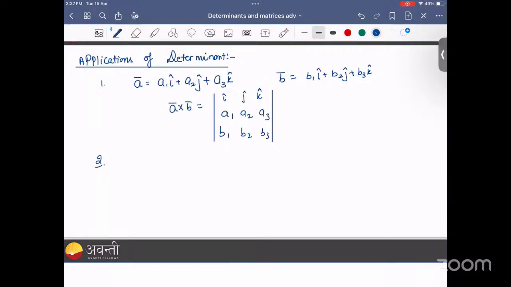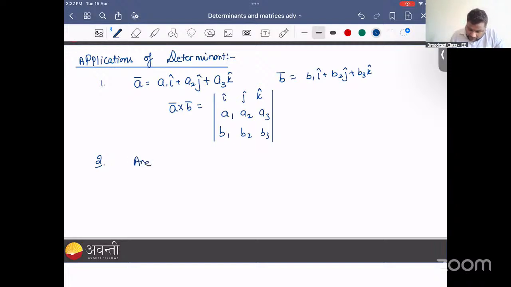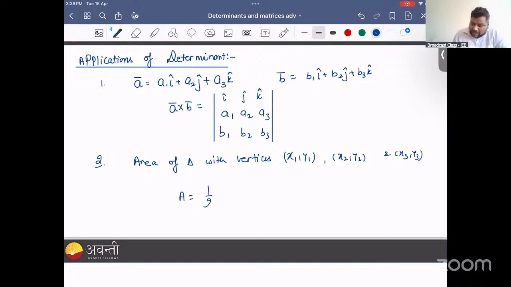Yes, sir. Second application that you must be knowing, area of triangle with vertices x1, y1, x2, y2, and x3, y3. So area is half of determinant x1, y1, 1, x2, y2, 1, x3, y3, 1. And mod of this. Why do we apply mod? Because area is always positive.